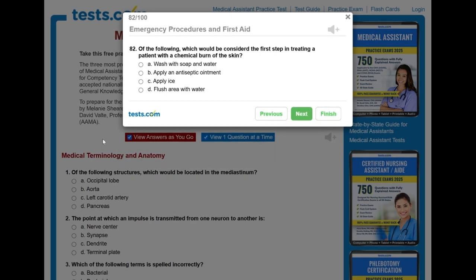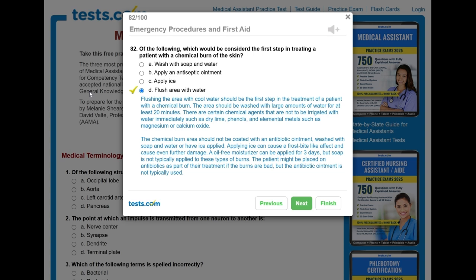Emergency procedures and first aid. Question 82. Of the following, which would be considered the first step in treating a patient with a chemical burn of the skin? A. Wash with soap and water. B. Apply an antiseptic ointment. C. Apply ice. D. Flush area with water. D. Flush area with water.